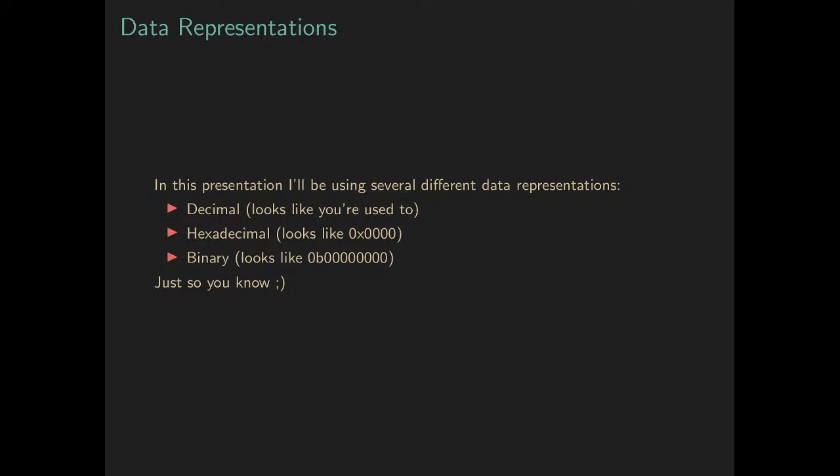I'm going to briefly discuss how we're going to look at different data and represent numbers. We have the most basic one, decimal, which is just what you're familiar with. You have hexadecimal, which is slightly different because it has a base of 16 instead of the base 10 we're familiar with. And then you have binary, which is base 2. And then they have specific prefixes.